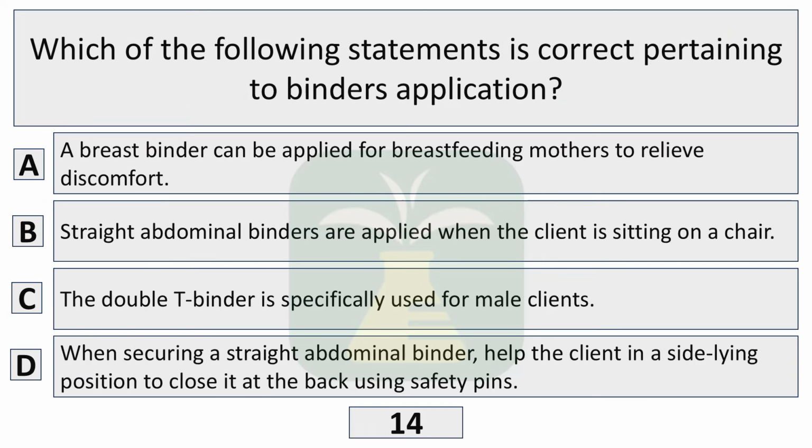Which of the following statements is correct pertaining to binder's application? A. A breast binder can be applied for breastfeeding mothers to relieve discomfort. B. Straight abdominal binders are applied when the client is sitting on a chair. C. The double T binder is specifically used for male clients. D. When securing a straight abdominal binder, help the client in a side-lying position to close it at the back using safety pins.